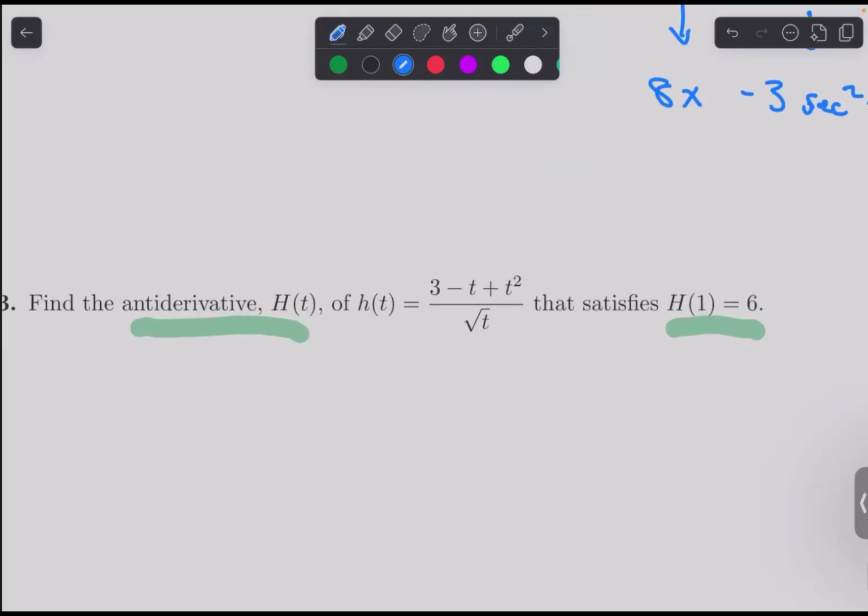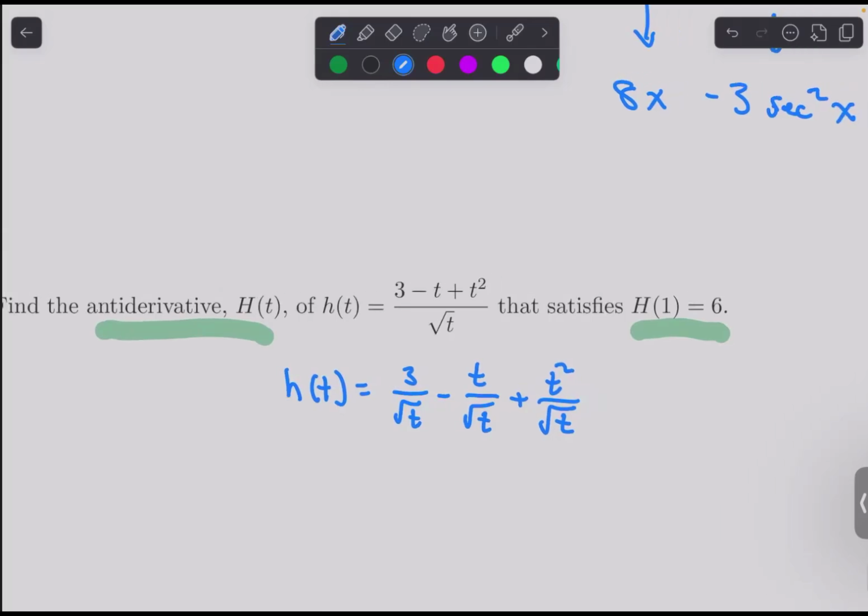So before I even start taking the antiderivative, I need to deal with the fact that I have a quotient here, and I'm going to distribute this division by root t. So I'm going to have 3 divided by root t minus t divided by root t, and then I have plus t squared divided by root t. So each one of these things needs divided by root t. Now remember, this square root of t is t to the 1/2 power. And so we could take one more line here.